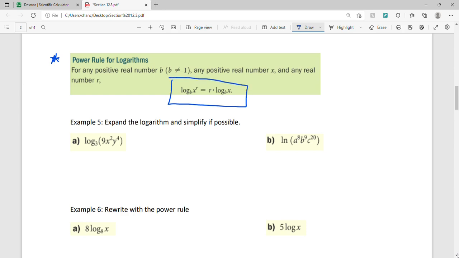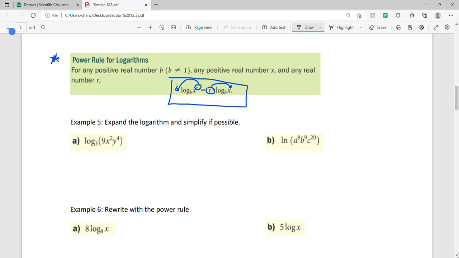What does this property say? Well, it says if you have an exponent inside the argument of the log, you can bring that to the front. That's what it's saying. Or if you have a number that's multiplied in front of your log, you can bring that to the exponent inside the log.